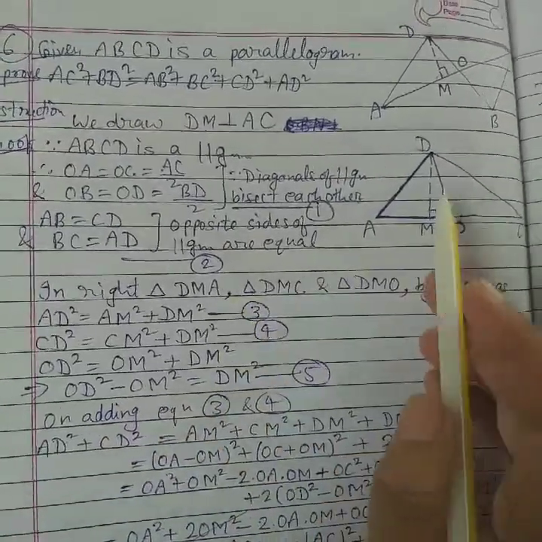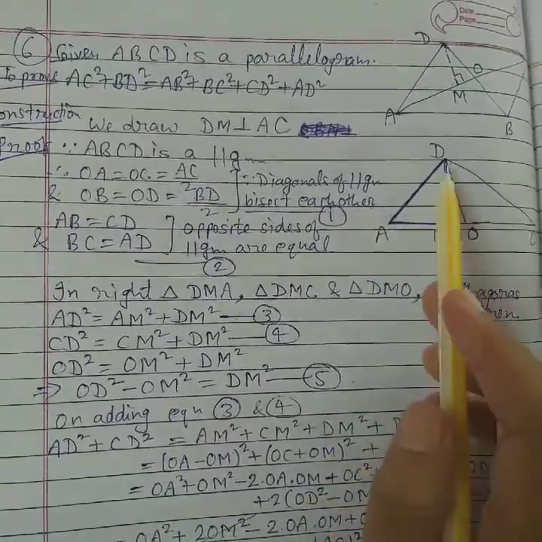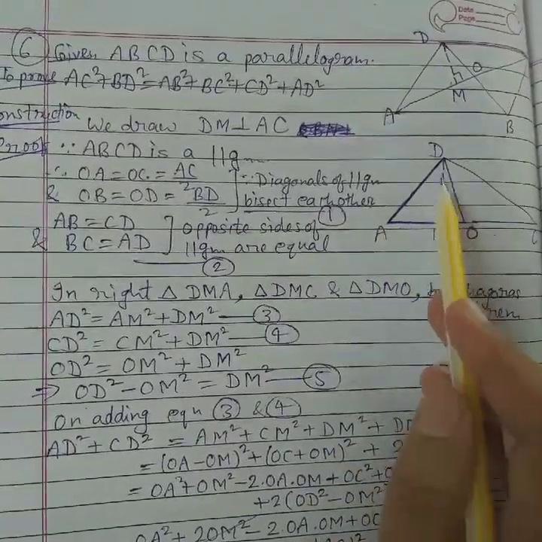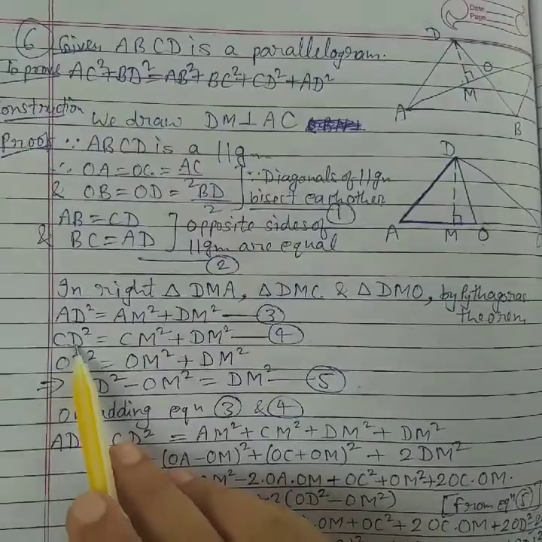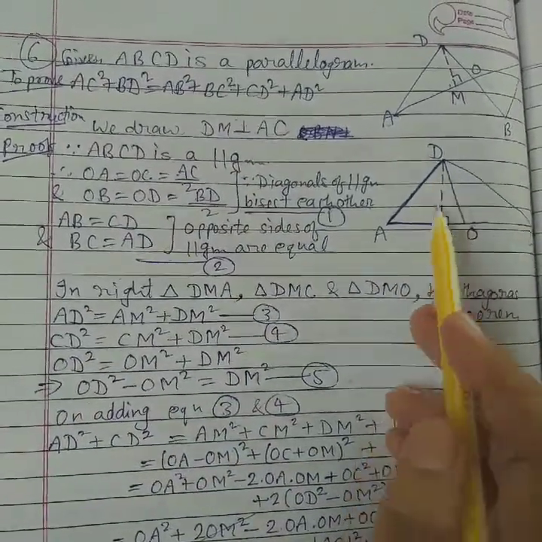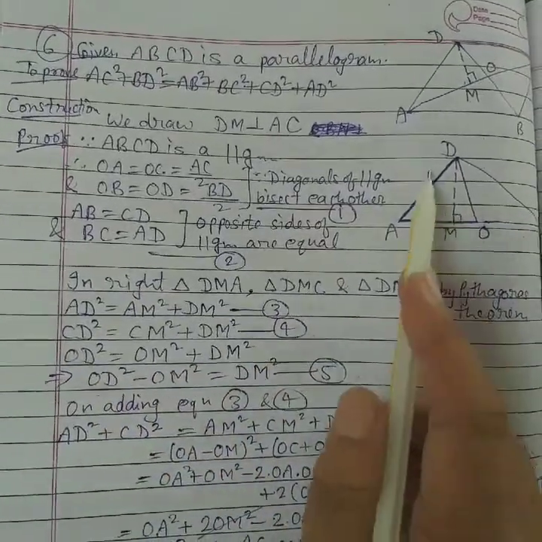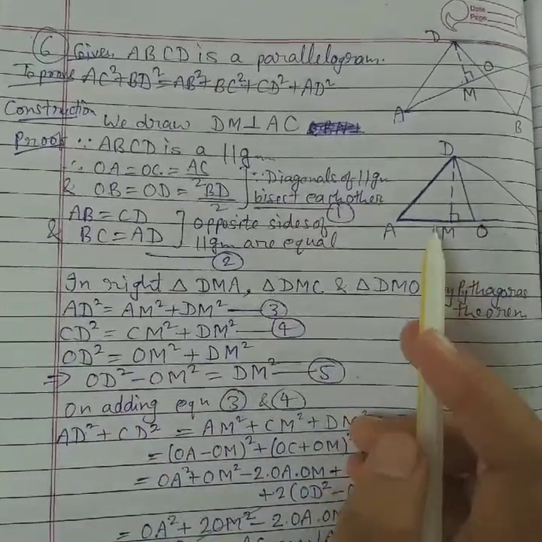So here triangle DMA. In this triangle DMA we will use the Pythagoras theorem. So AD square equals AM square plus DM square. Now in triangle DMC, hypotenuse CD, so CD square equals DM square plus CM square. Now in triangle DMO, it is OD square equals OM square plus DM square.